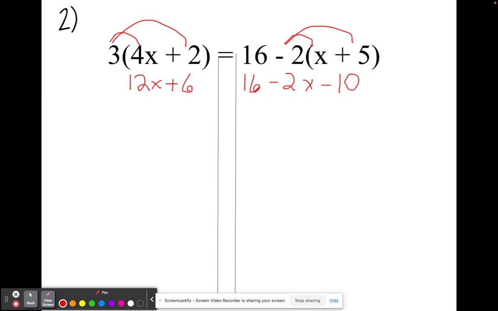I have some like terms I can combine. I have 16 minus 10. That will give me 6 minus 2x. And on the other side, I have 12x plus 6. You can see right now already that I have 12x on one side and negative 2x on the other. So this is not an identity. It's also not a no solution situation because my x's aren't going to cancel out. I'm going to go to the bigger party. I'm going to add 2x to both sides.